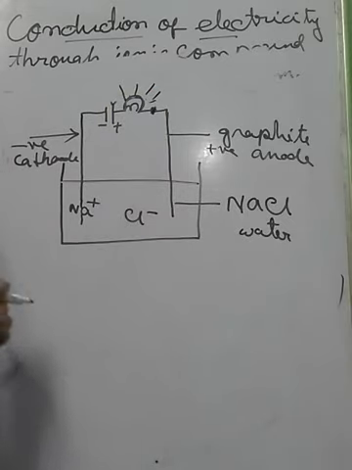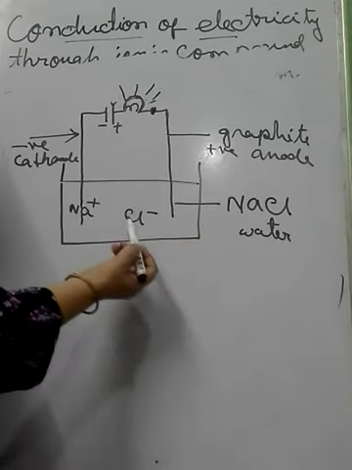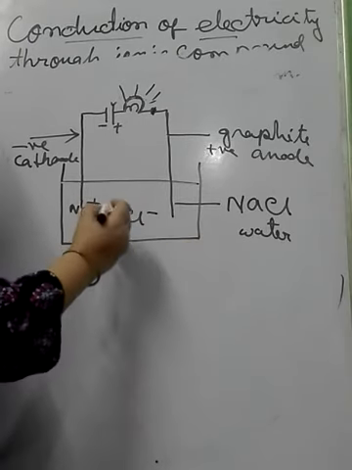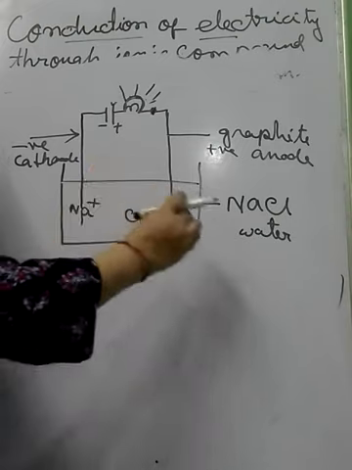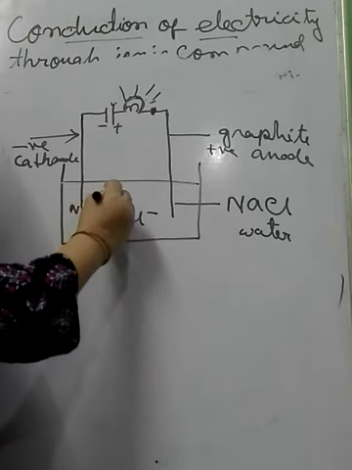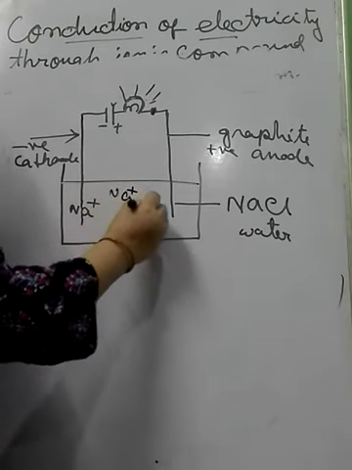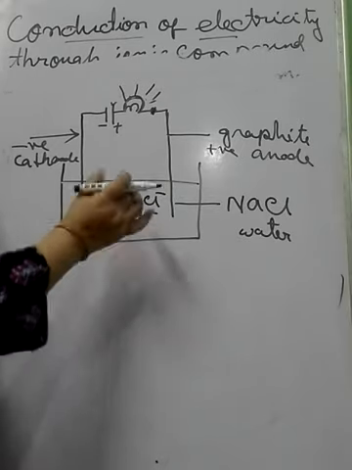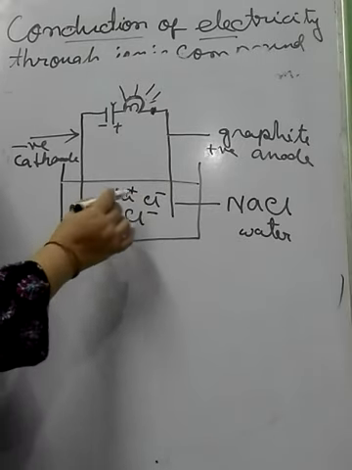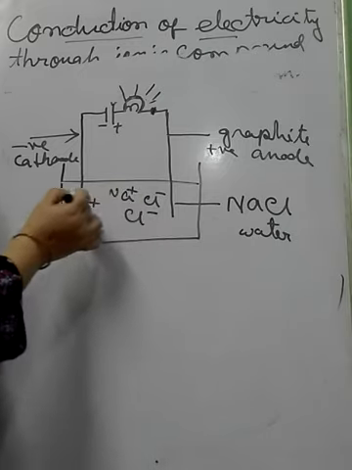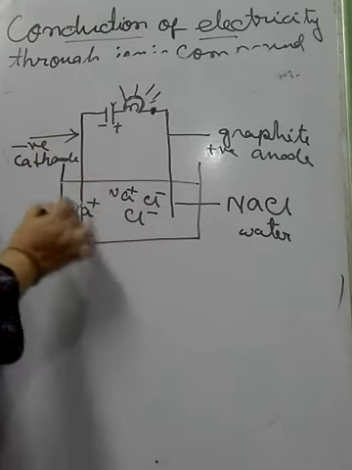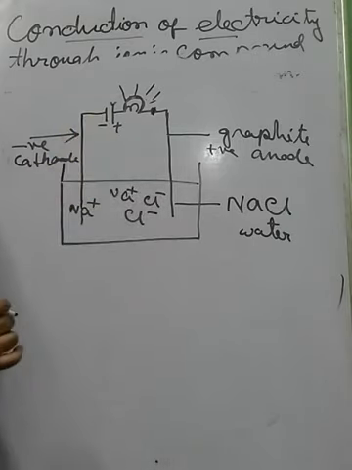Because as I told you earlier, when sodium chloride is mixed with water, the sodium cation and chloride ions will be dissociated. As a result, we will have free ions in the solution. So these free ions will help in conducting the electricity through this particular circuit. As a result, the bulb will glow.